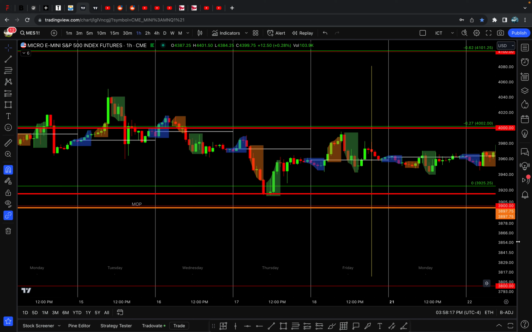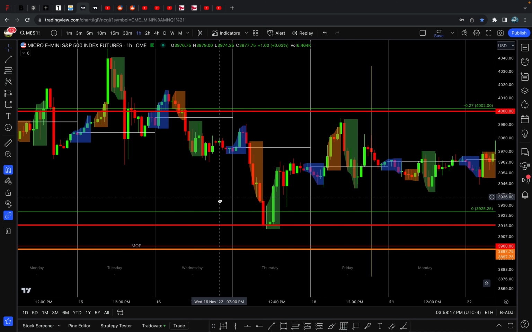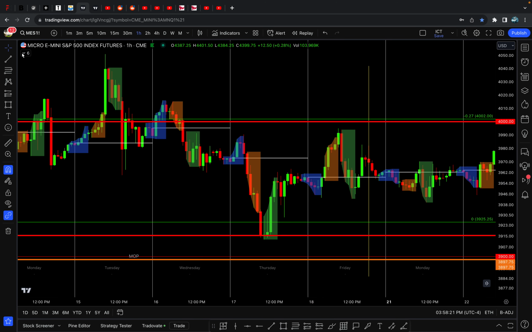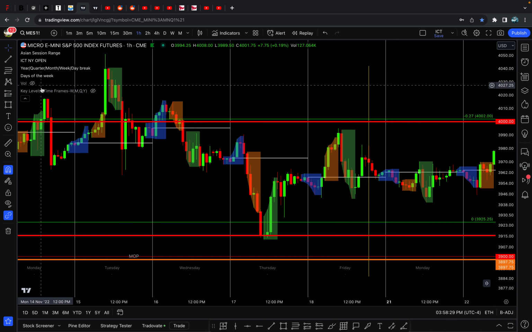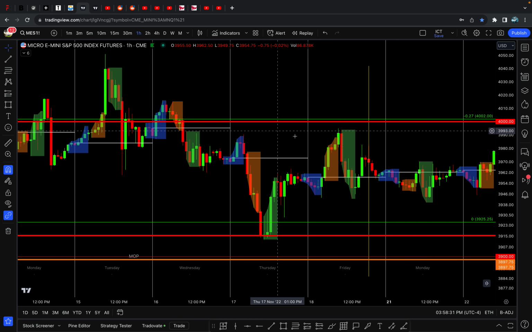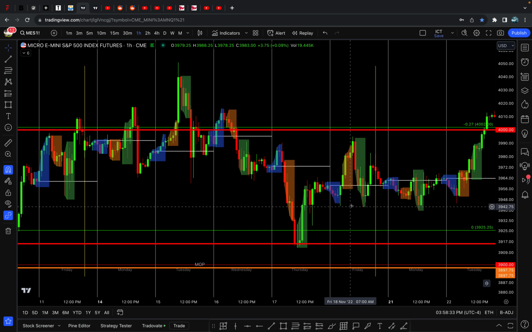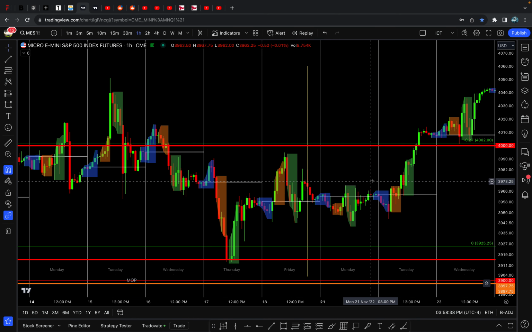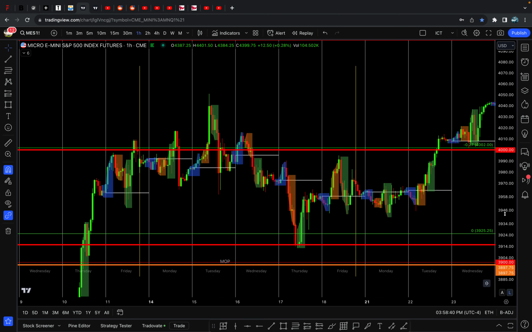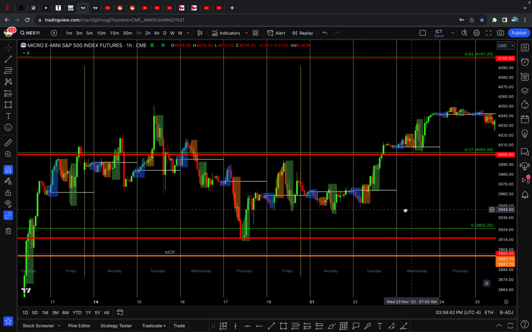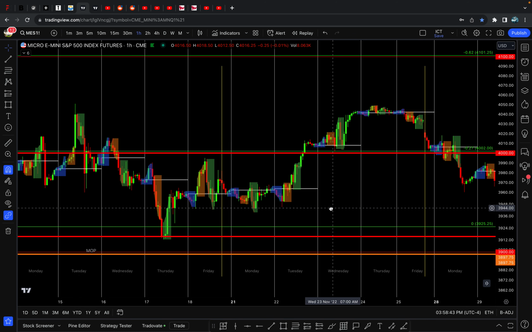But anyway, this indicator is called Asian Session Range, and then you can see the rest of them. But anyway, that's going to be it for the video. I gotta go take a nap. You can see there's a lot that goes into picking a direction and trading it.